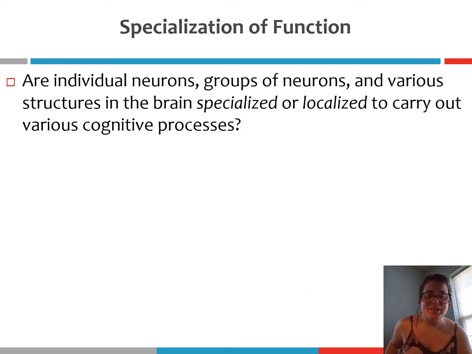Okay, so again, returning to this idea of specialization of function, essentially, that central hypothesis or question that we're attempting to explore is: are individual neurons, groups of neurons, or various structures in the brain specialized or localized to carry out various cognitive processes? So can we pinpoint individual structures in the brain as being the origin or the neural architecture that allows for specific types of cognition?